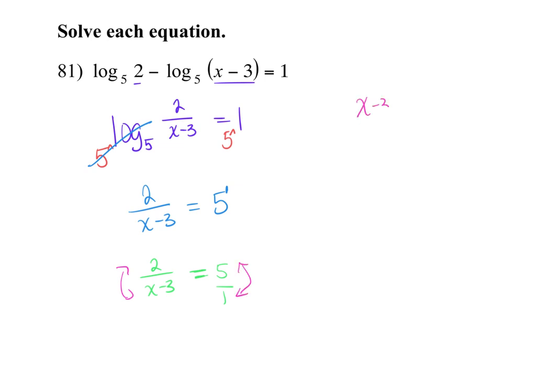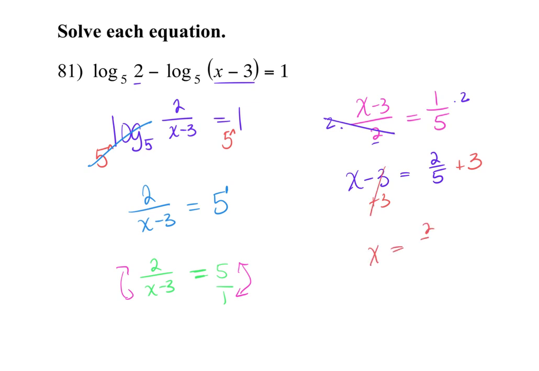I have x minus 3 over 2 equals 1 over 5. And now I'm just solving. I always get rid of this guy first. Multiply both sides by that 2. Those cancel. X minus 3 equals 2/5. And then add 3 to both sides. X equals 2/5 plus 3. If I were to get a common denominator, 3 is 15/5, right? 15 over 5 is 3. So 2/5 plus 15/5, my answer here is 17/5.